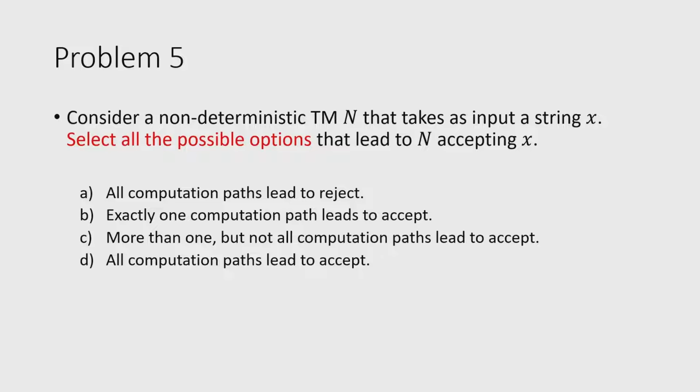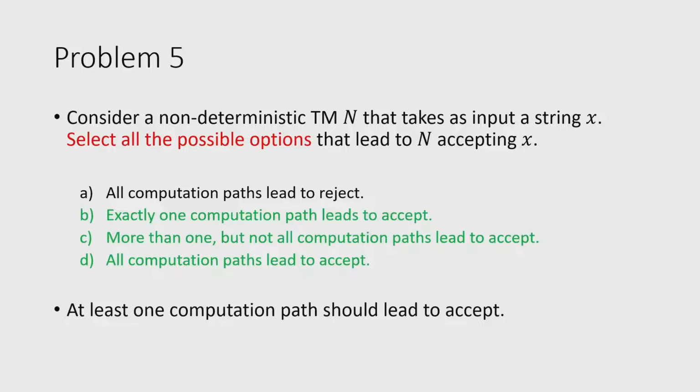Now let's move on to the fifth problem. Consider a non-deterministic Turing machine N that takes as input a string X. Select all the possible options that lead to N accepting X. The options are: all computation paths lead to reject, exactly one computation path leads to accept, more than one but not all computation paths lead to accept, and all computation paths lead to accept.